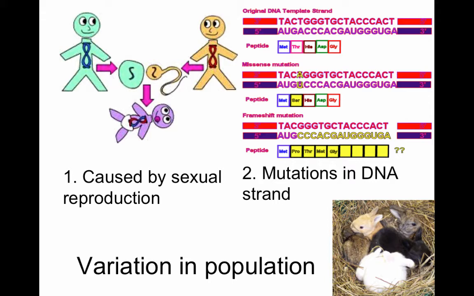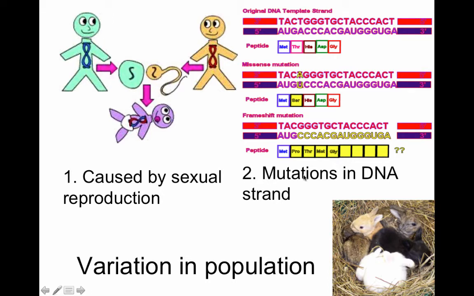Variation can be caused by 2 different things. One of the first things that can cause variation is sexual reproduction: the combination of genes from a male and female to create a baby that has 23 chromosomes coming from the father and 23 from the mother.